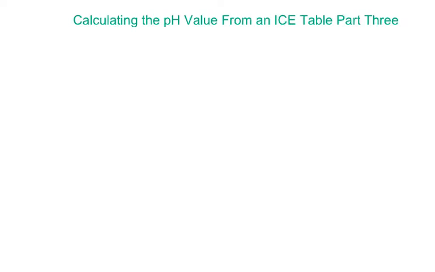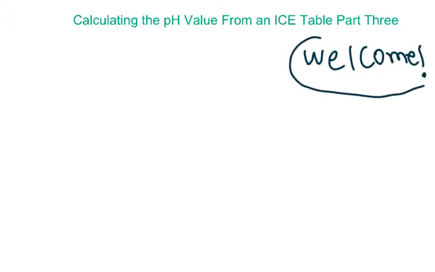Alright guys, welcome back to Underground Science, and in this video we'll be talking about another example of a weak acid. So we'll be working with the acid dissociation constant, and we'll be talking about another example of how to calculate the pH value from an ice table.